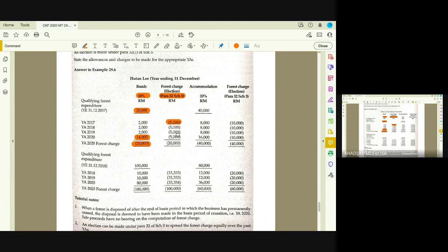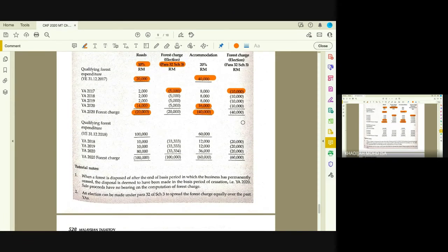And then for accommodation, similarly, the cost is 40,000, 20% each. So you claim 8,000 each. But the balance of the remaining RE, in this 40 minus 24, the balance 16,000 will be treated as allowance for YA 2020. All right, and then you see that total charge here is going to be the same as your capex here. So how are you going to divide into 1, 2, 3, 4 years? So 40 divided by 4, that's how you get the 10,000 for each year based on the spread back.